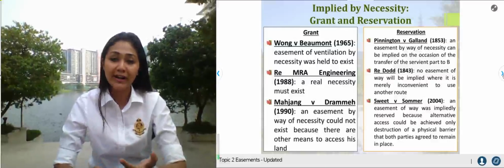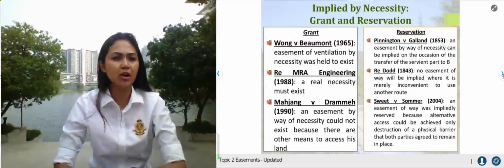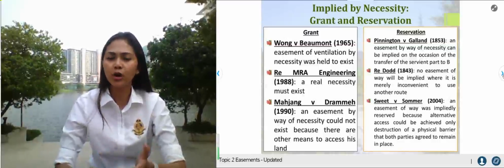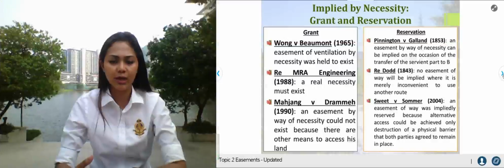So whenever you talk about necessity, it must be real necessity and it can't just be an alternative. Because if you're talking about an alternative route, alternative access, it means that no easement can exist. So you can only have a license.